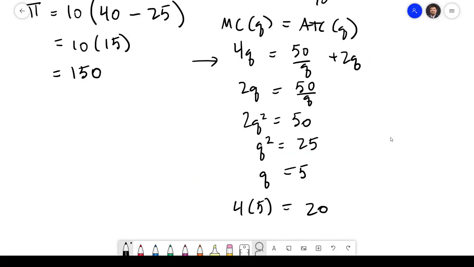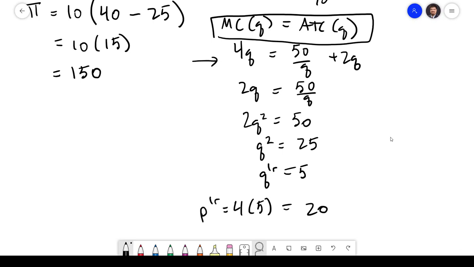So to solve for the long-run equilibrium, step 1 is to set marginal cost equal to average total cost like we did before, and find the quantity where they are equal. That is going to be the long-run equilibrium quantity per firm. And so I'm going to put an LR superscript to denote that. The long-run price is going to be the corresponding level of the marginal cost and average total cost. They're equal there, so it doesn't matter which one you use.